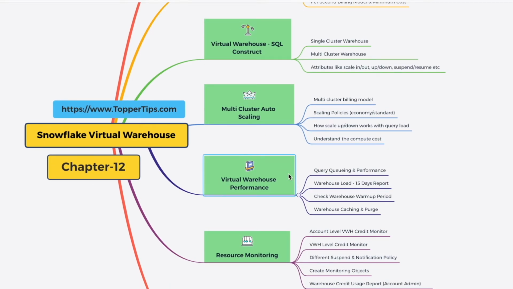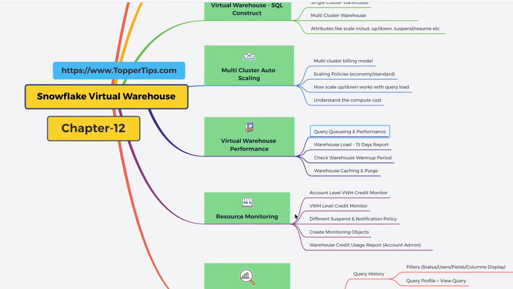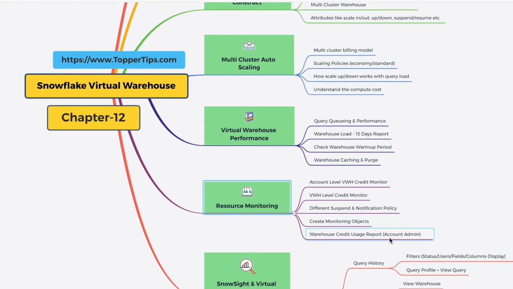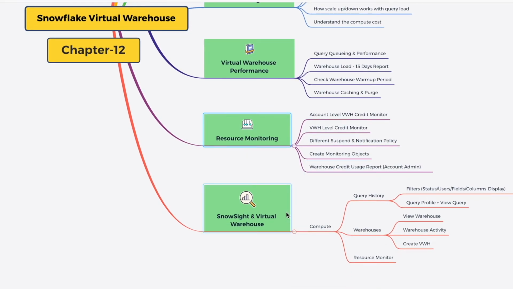We'll jump into the warehouse performance, where we'll try to understand the query queuing and performance, the warehouse load last 15 days report, check the warehouse warm-up period, and also check warehouse caching and the purge concept. We'll jump to the resource monitoring, where we'll try to understand the account level virtual warehouse credit monitor, different suspend and notification policies, create a monitoring object, and warehouse credit usage at account level. Last but certainly not the least, we will see the compute menu within the Snowsight, and that has query history, warehouse, and resource monitor.